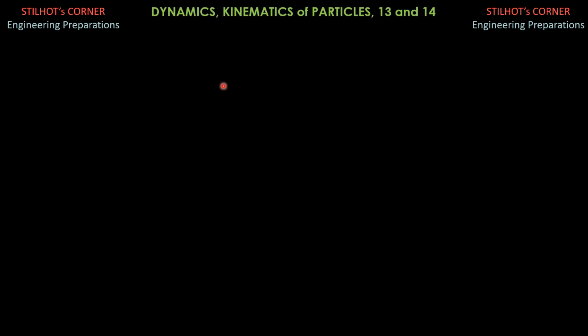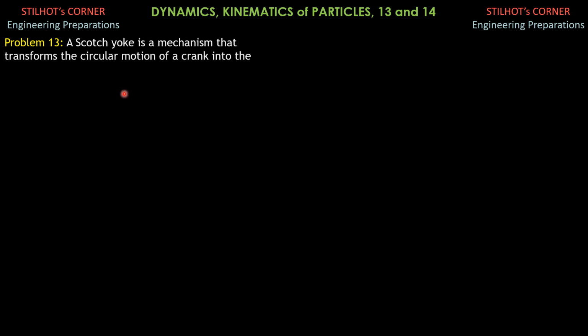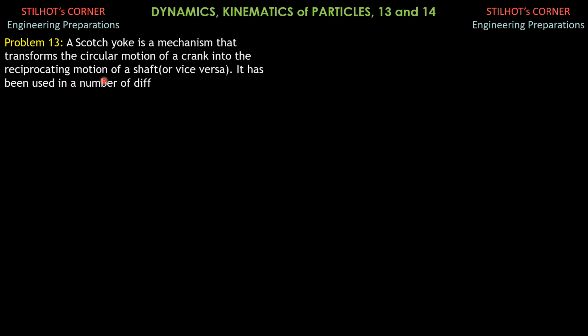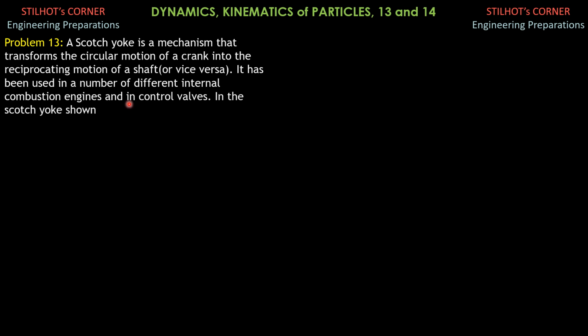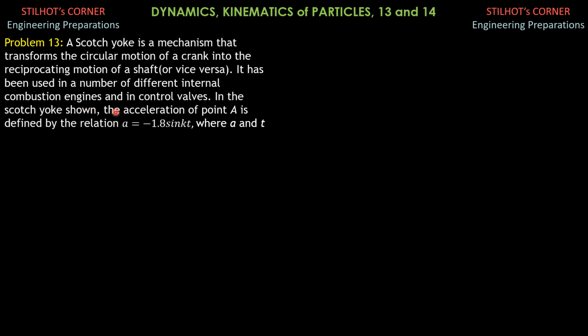So here are the two problems. This is the first, problem 13. A Scotch yoke is a mechanism that transforms the circular motion of a crank into the reciprocating motion of a shaft, or vice versa. It has been used in a number of different internal combustion engines and in control valves.